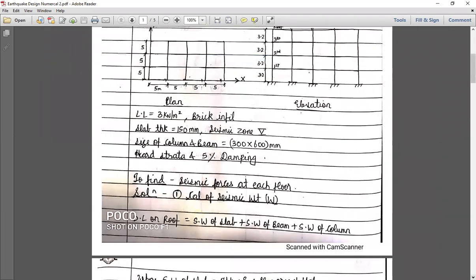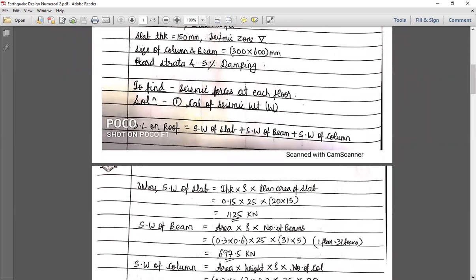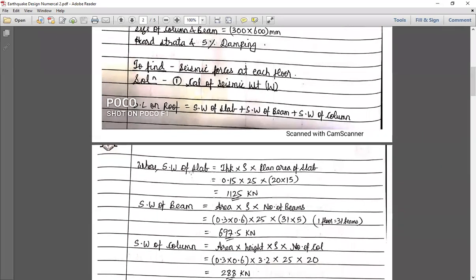Let us go for the first step, to find out the seismic weight. First I will find out the dead load separately and then live load separately, and then we will add these. The dead load on the roof is given by self weight of the slab plus self weight of the beam plus self weight of the column. The self weight of the slab is given by thickness into density into plan area of the slab.